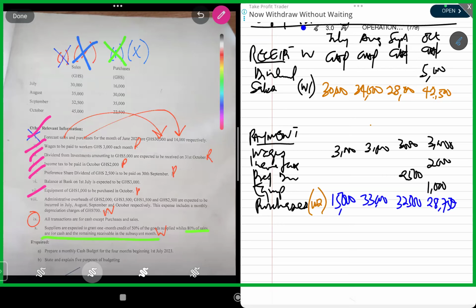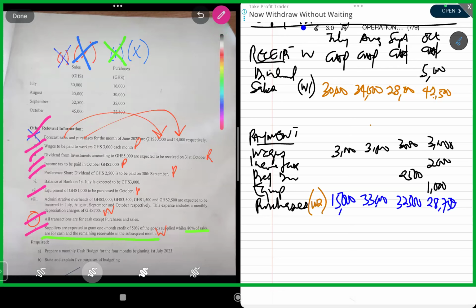VI, have we dealt with it? No, so we'll come there. IX, have we dealt with it? All transactions, purchases, yes. X, are we done with it? Have we treated it? Yes. So let's deal with those we haven't dealt with. So we go to VII.